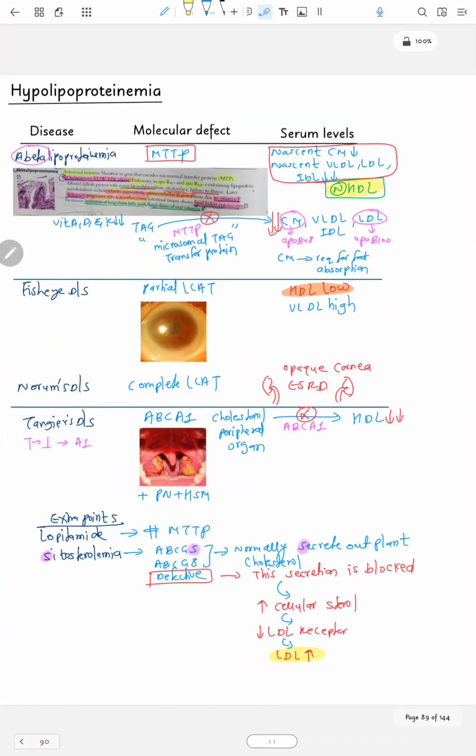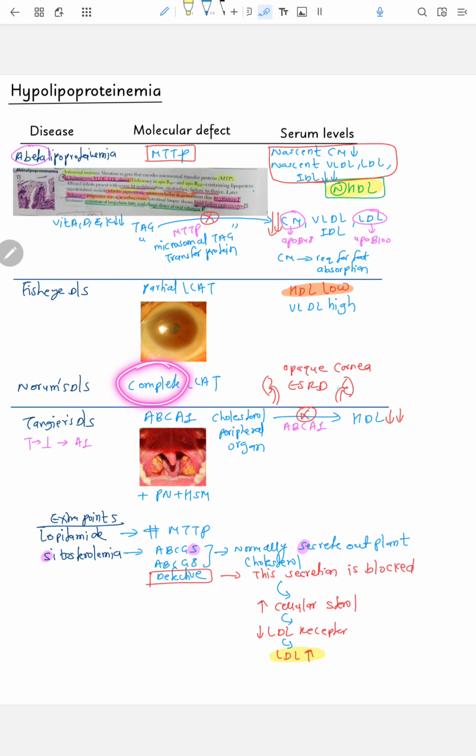Similarly, in Norum's disease and fish eye disease also, when LCAT won't work, HDL will be low. See, in Abetalipoproteinemia, HDL was normal, but here HDL will be low. This is the most important point which you have to remember. In Norum's disease, there is complete LCAT deficiency. Okay, same profile, HDL will be low, VLDL will be high. Here HDL is normal, and see, this looks like a fish eye. So partial LCAT deficiency is fish eye disease, complete LCAT deficiency is Norum's disease.